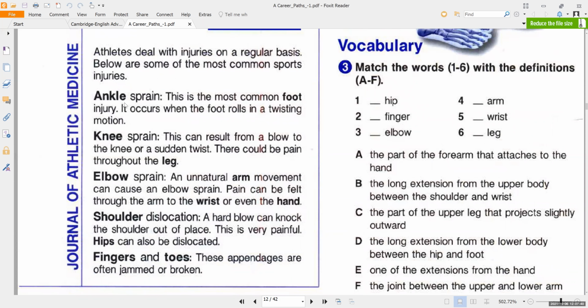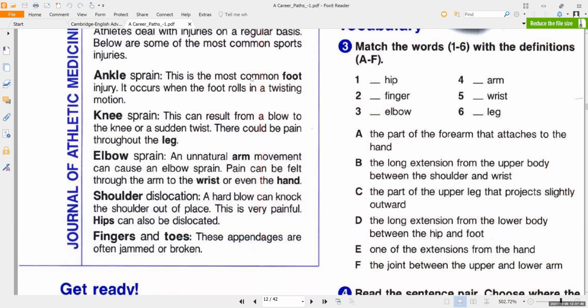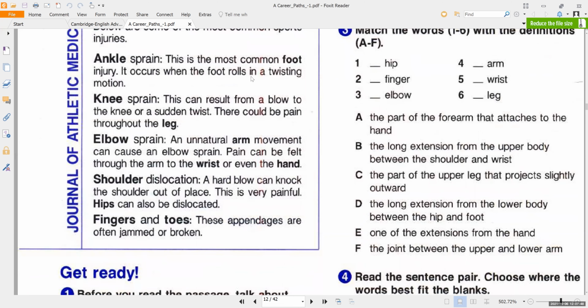Yes. Match each word from 1 to 6 with the letters A, B, C, D, E, F. So number one, a hip. Number one goes with hip, goes with number C. C, the part of the upper leg that projects slightly outward.